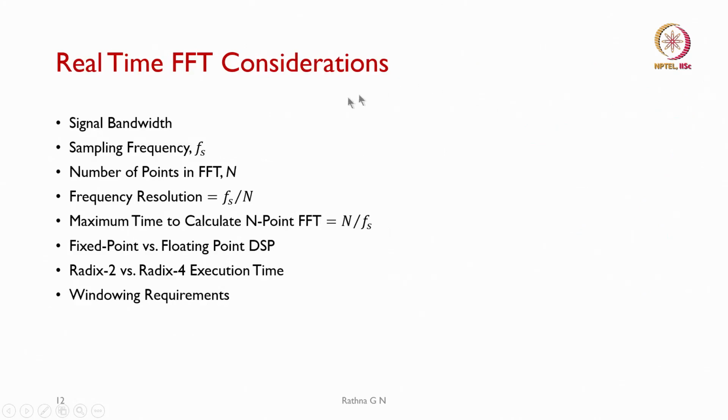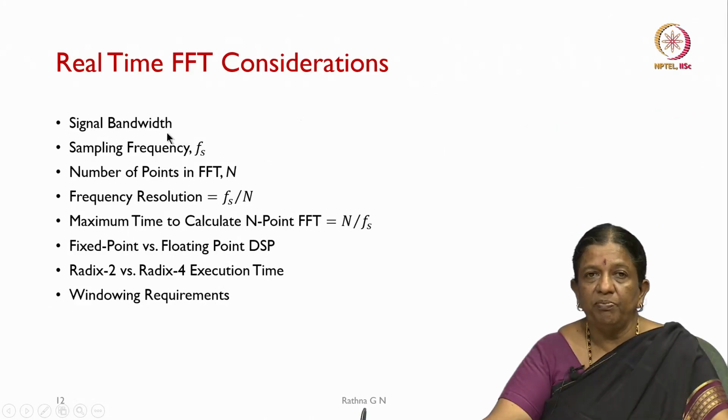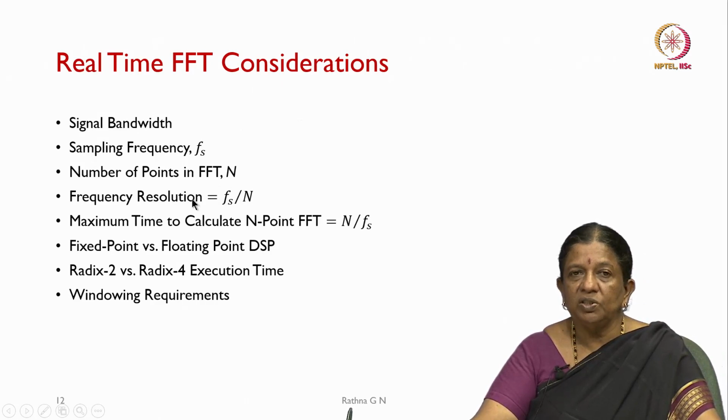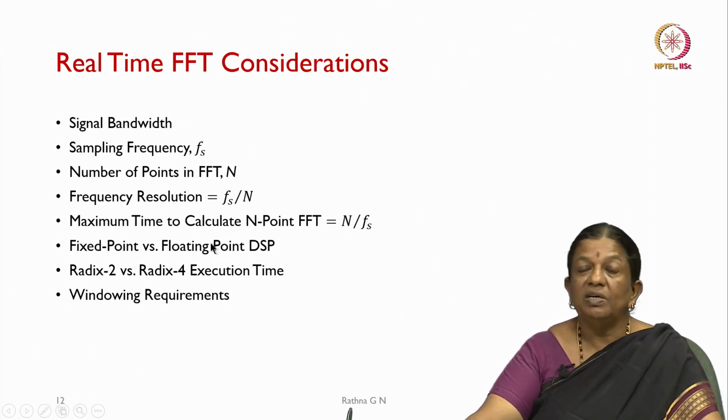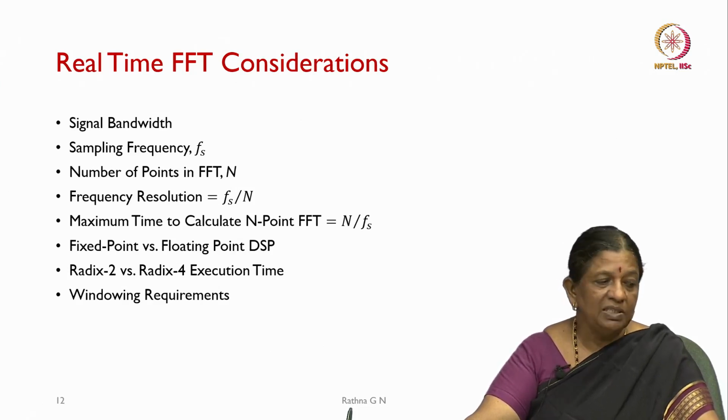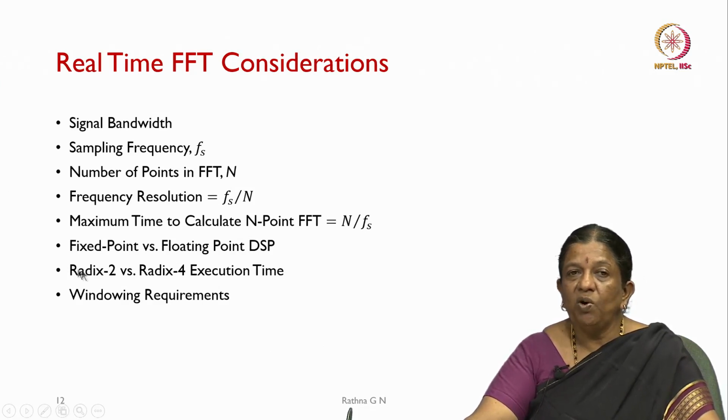So, coming to what the real time FFT considerations are. One of the things is we have to consider the signal bandwidth, our sampling frequency, the number of points n of the FFT that we want, and what the resolution is. So, we have seen the DFT resolution. What we need is Fs by n, and the maximum time to calculate our n point FFT is n by Fs. Then whether we want fixed point versus floating point DSP. In the lab we have done a floating point implementation. To do the fixed point implementation, we may have to consider block floating point and then do it. So, whether we want the radix 2 FFT or radix 4 FFT.